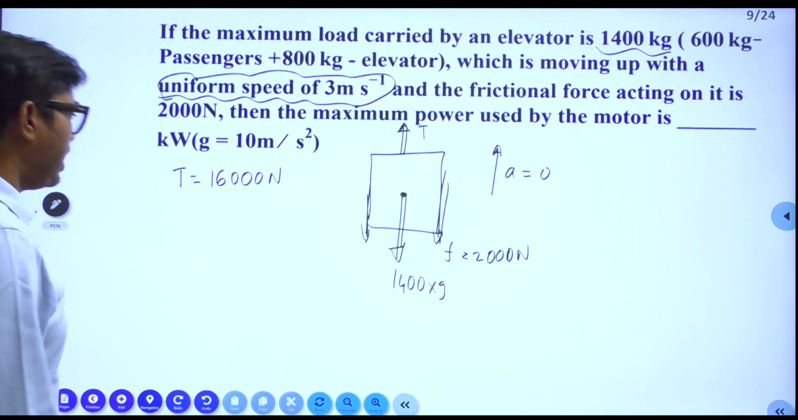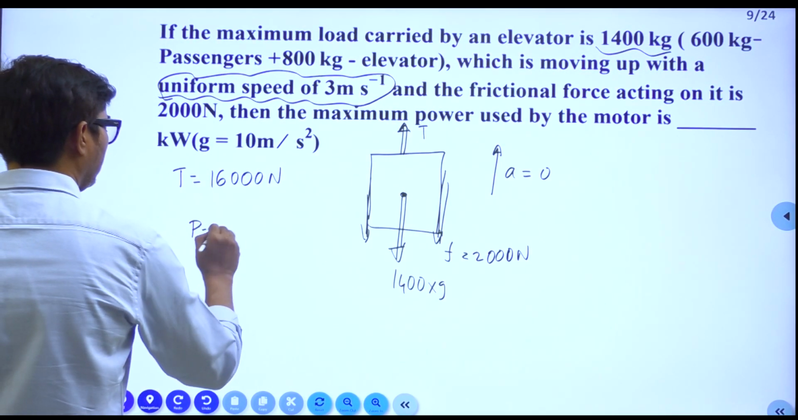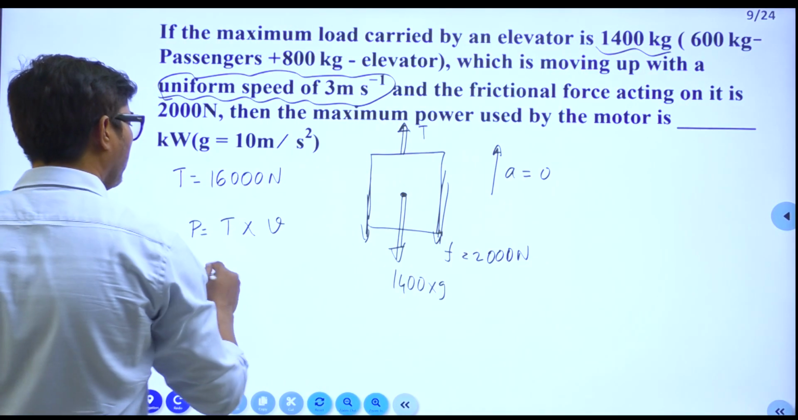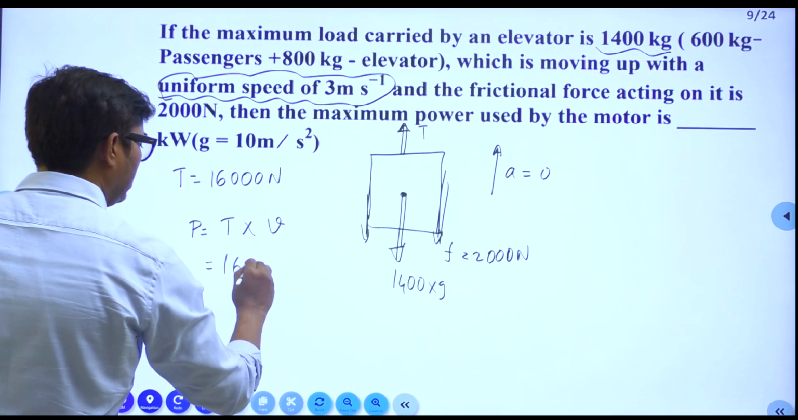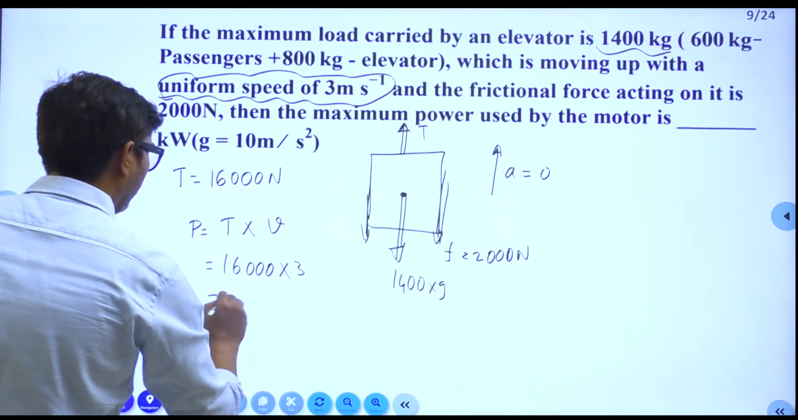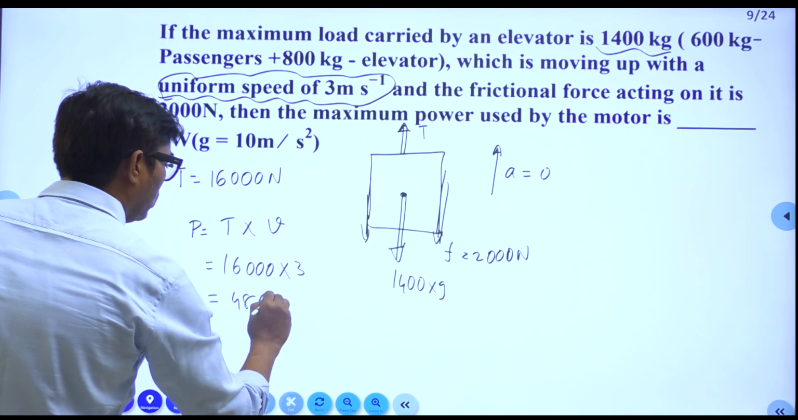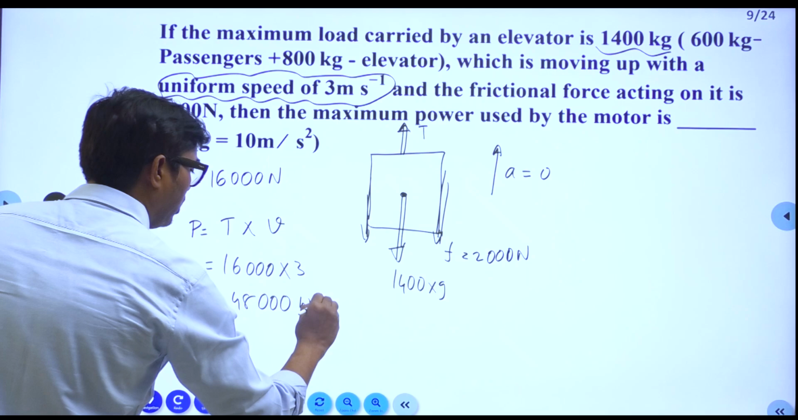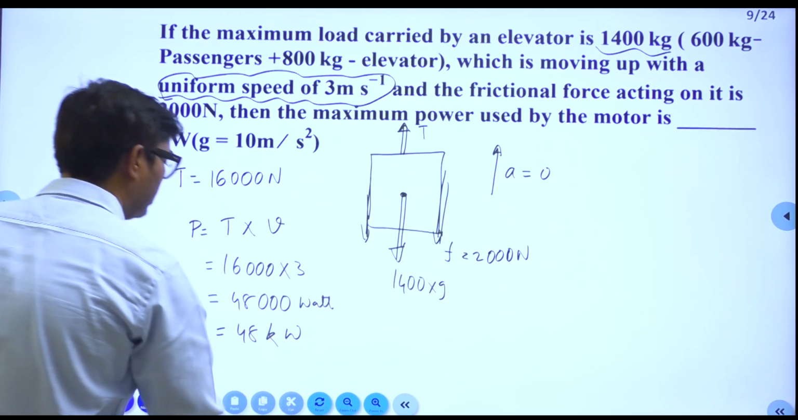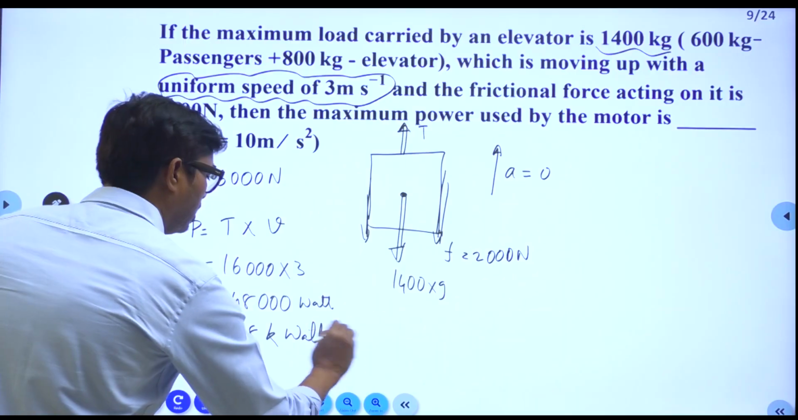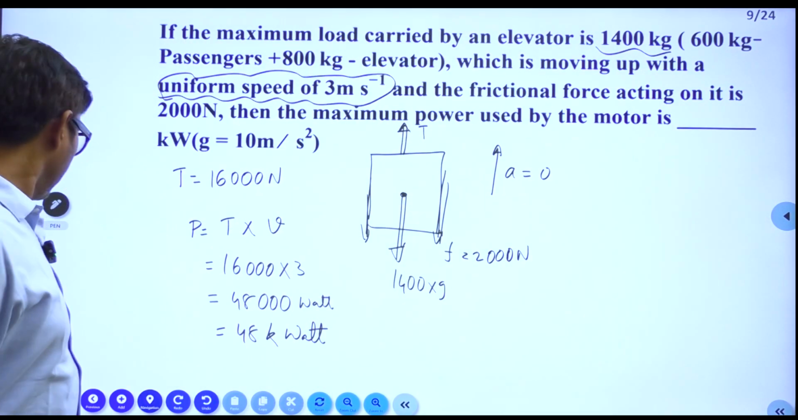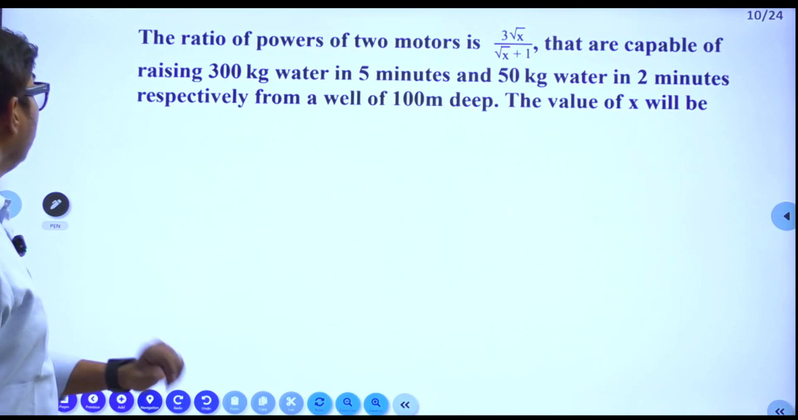Then power delivered by the cable equals tension into velocity, right? Tension is upwards, velocity is also upwards. So 16,000 into velocity, they had given 3. So you will get 48 into 10 power 3 watt. So 48 kilowatt. That is going to be the power delivered by the cable which is connected to the motor there. So that's about it. Let's move on to the next problem.